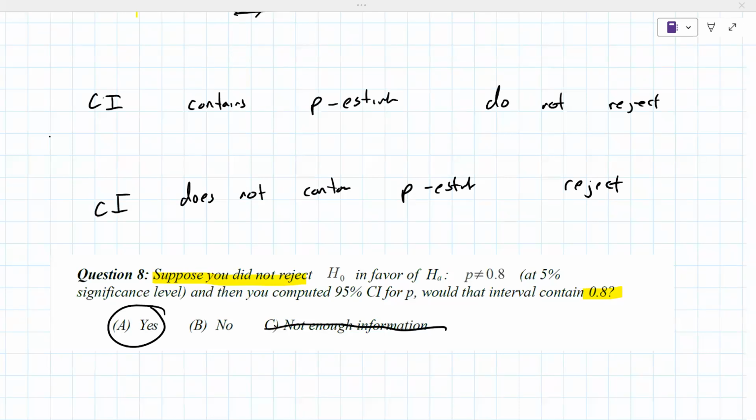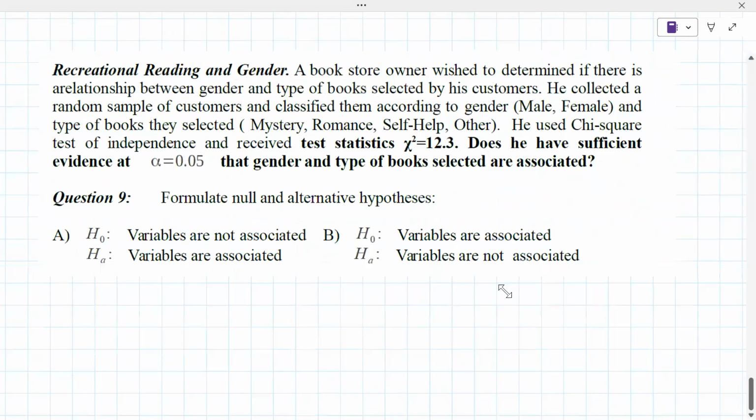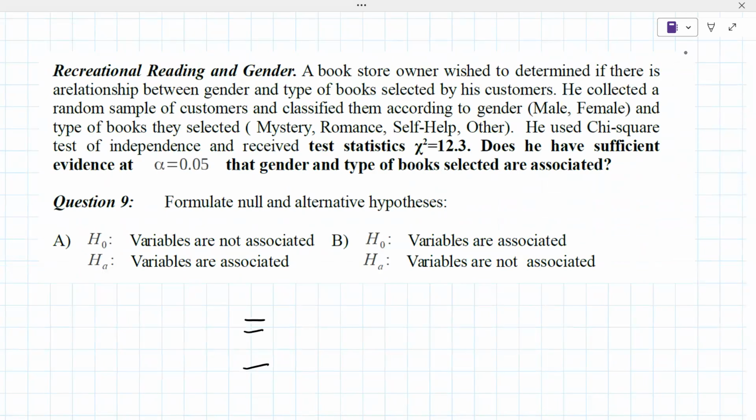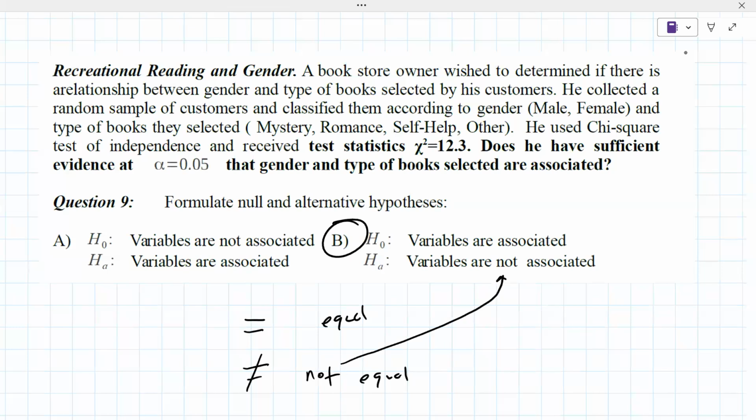Okay, let's look at a few more here. All right, so you typically get a question in the chi-square test about what is the null and the alternative hypothesis. Keep in mind, equal and not equal. You can think of it as not equal, equal. The not is always going to go with the word not, even though you don't know what the right one is. So this one is correct.